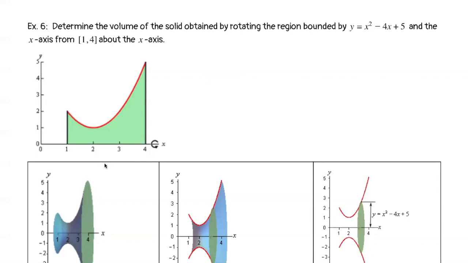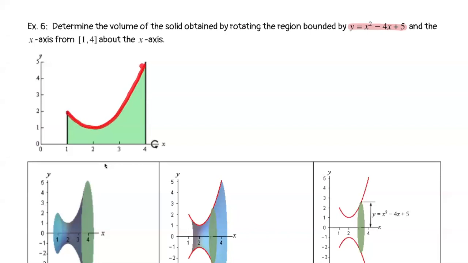All right, so question number 6 says, determine the volume of the solid obtained by rotating the region bounded by x squared minus 4x plus 5 and the x-axis from 1 to 4 about the x-axis. And so let's make sure that we are unpacking what is said here, okay? So we have this function, y equals x squared minus 4x plus 5. And that corresponds to this red curve right here.